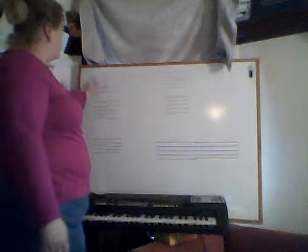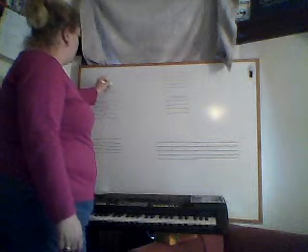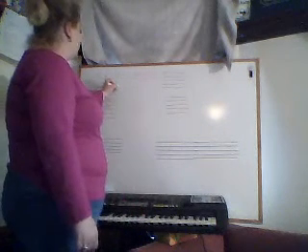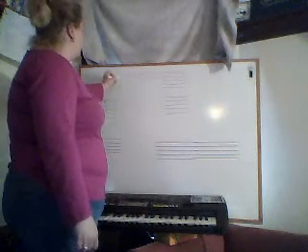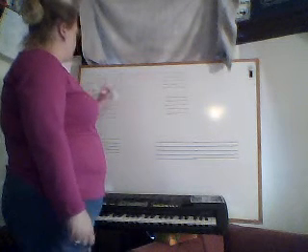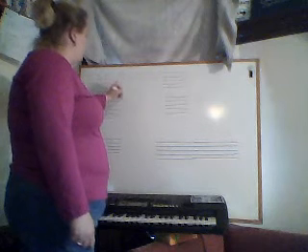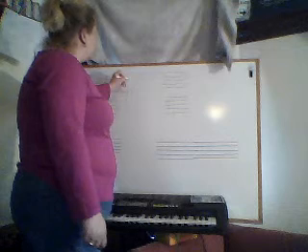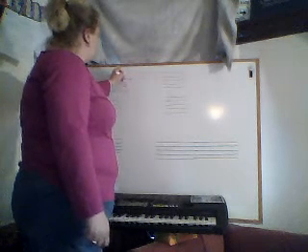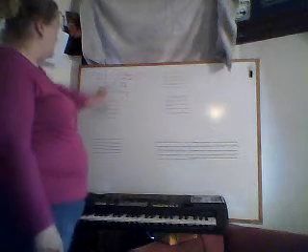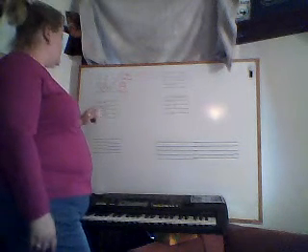The spaces on a treble clef are F, A, C, and E, and spell the word face. And the lines on the treble clef are E, G, B, D, and F. A mnemonic device to help remember that is every good boy deserves fudge. It's also the same type of mnemonic device for the notes on the bass clef.